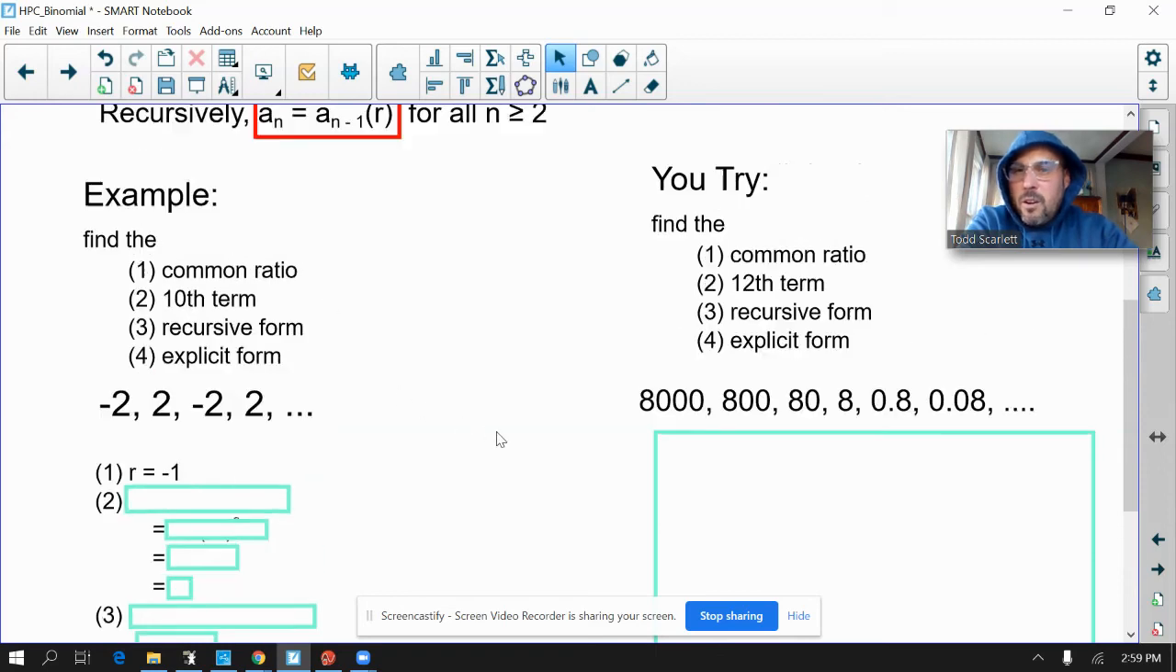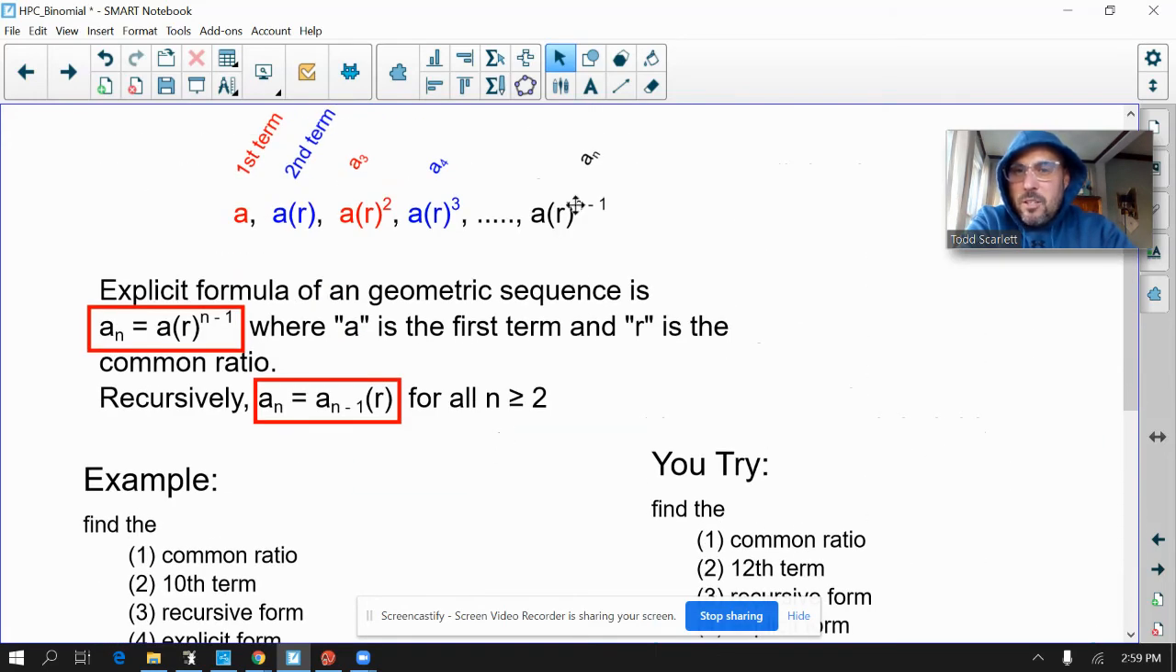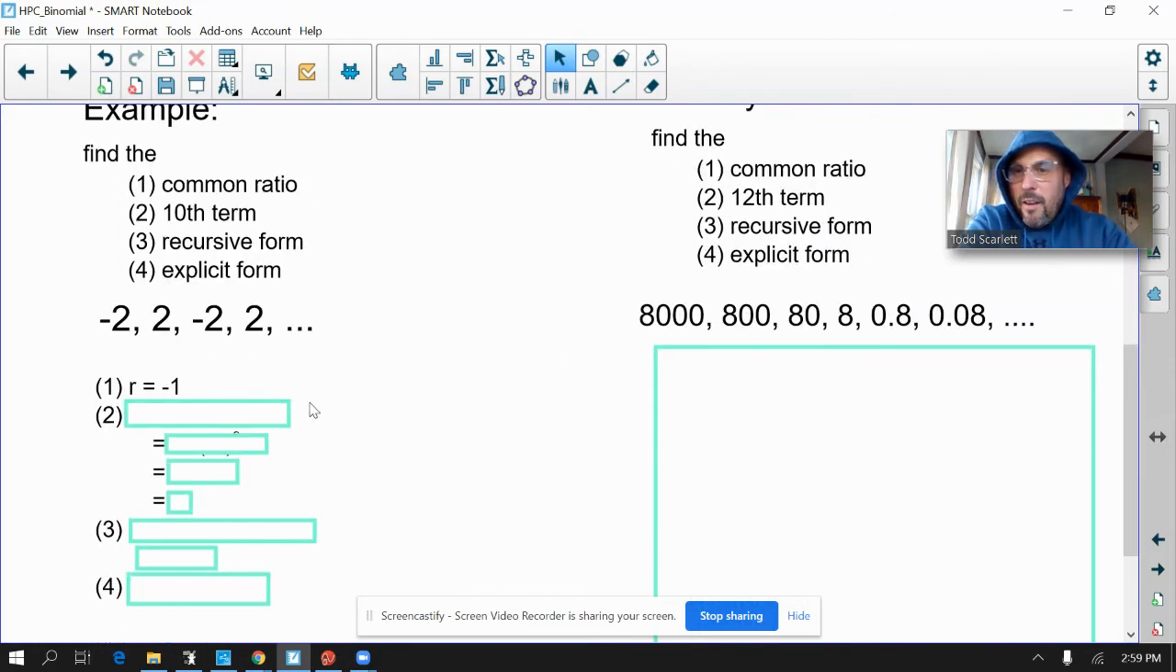The 10th term, well, remember this investigation. Any old term is that first value times the common ratio raised to the n minus 1. Well, I know the first term, and I know the common ratio. And I know I want to find the 10th term, so n is 10 here. So I have all these details. A10 is the 10th term: negative 2 times the common ratio raised to the 10 minus 1, which is negative 1 to the 9th.